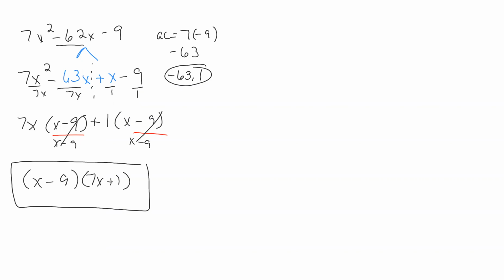Let's see here. I want to do maybe 3 more, I think would work. How about this one? Let's say we have 3x squared plus 20x plus 12.